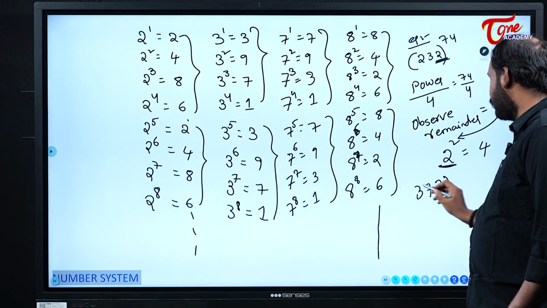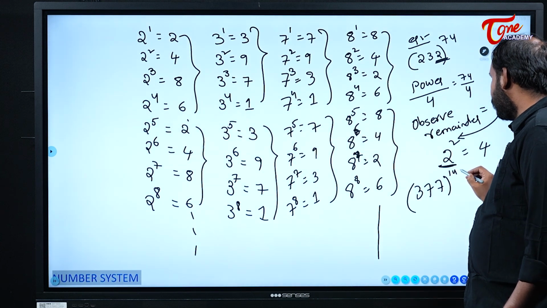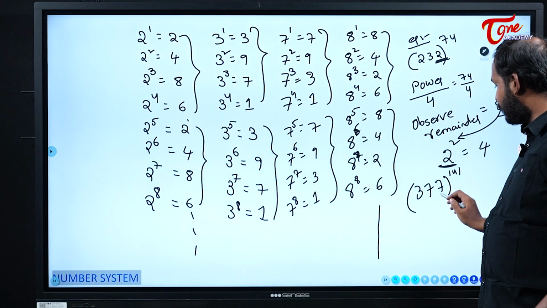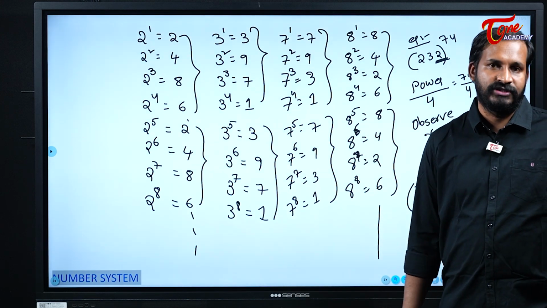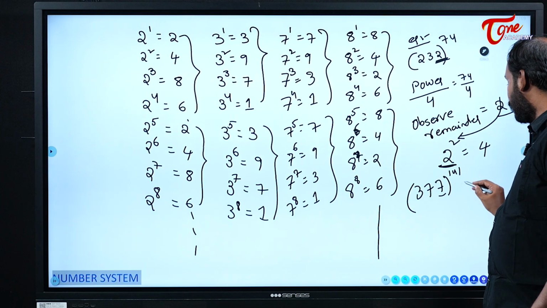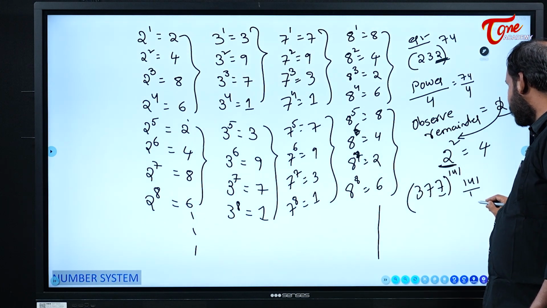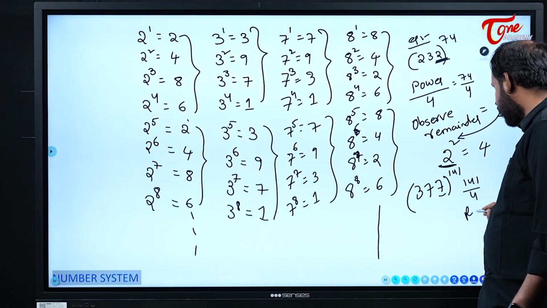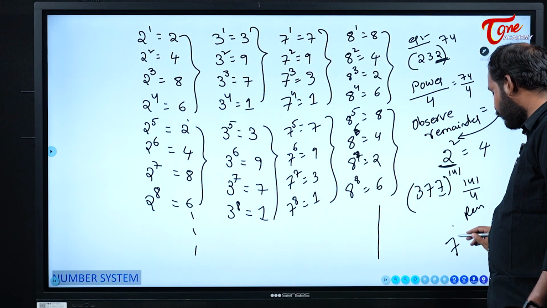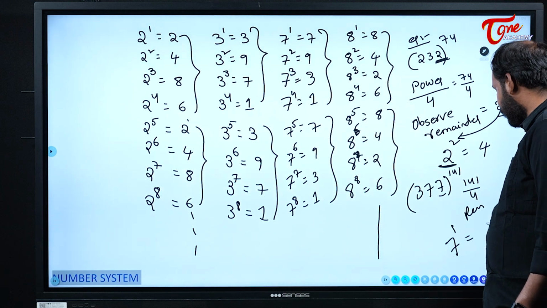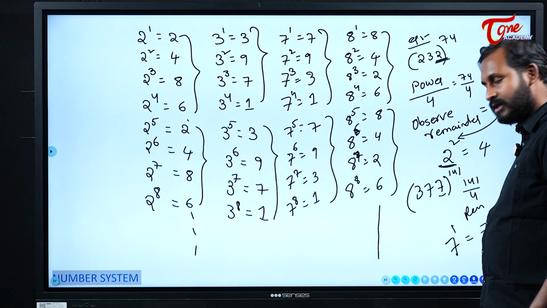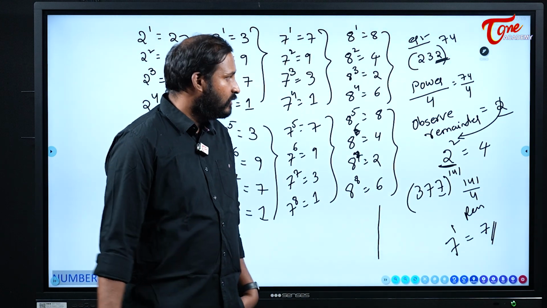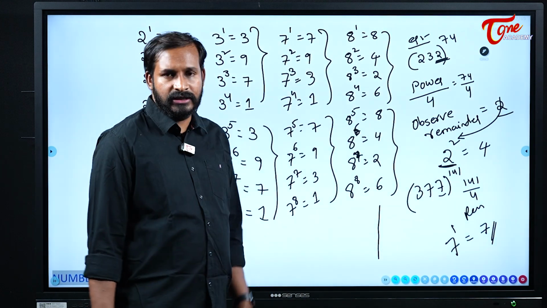Next, 377 whole to the power of 141. Okay, 141 is there for me. So, for 7 also, how many chances do I have? 4 chances I have. So, same, 141 by 4. What is the remainder I will get here? 1. Remainder I will get is 1. So, 7 to the power of that remainder 1. What is 7 to the power of 1? So, the unit digit is here 7. Okay, it is fine. If the remainders are 1, 2, 3, you will do that one.